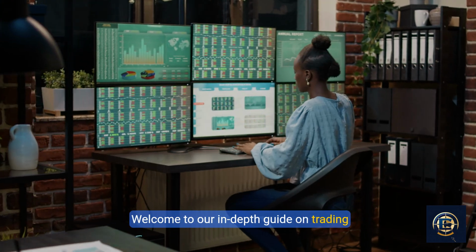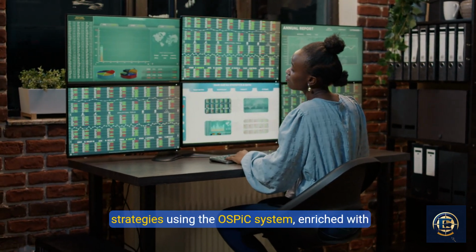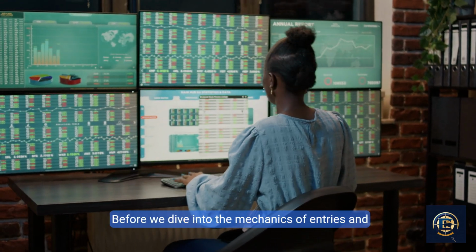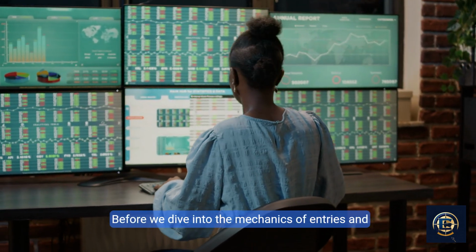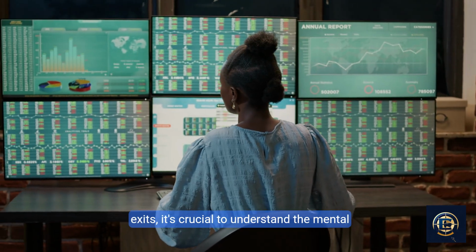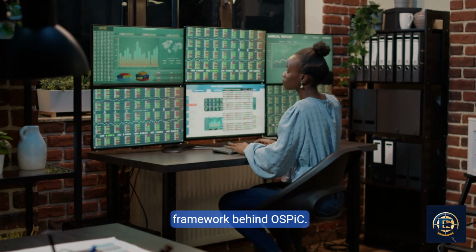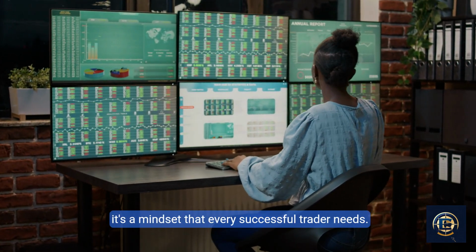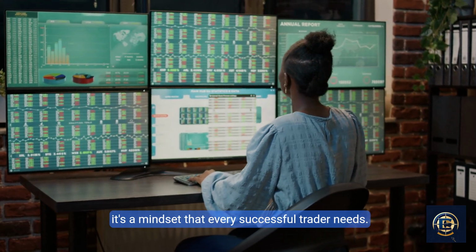Welcome to our in-depth guide on trading strategies using the OSPiC system, enriched with John Persons and Camarilla pivots. Before we dive into the mechanics of entries and exits, it's crucial to understand the mental framework behind OSPiC. This framework is more than just a set of rules. It's a mindset that every successful trader needs.